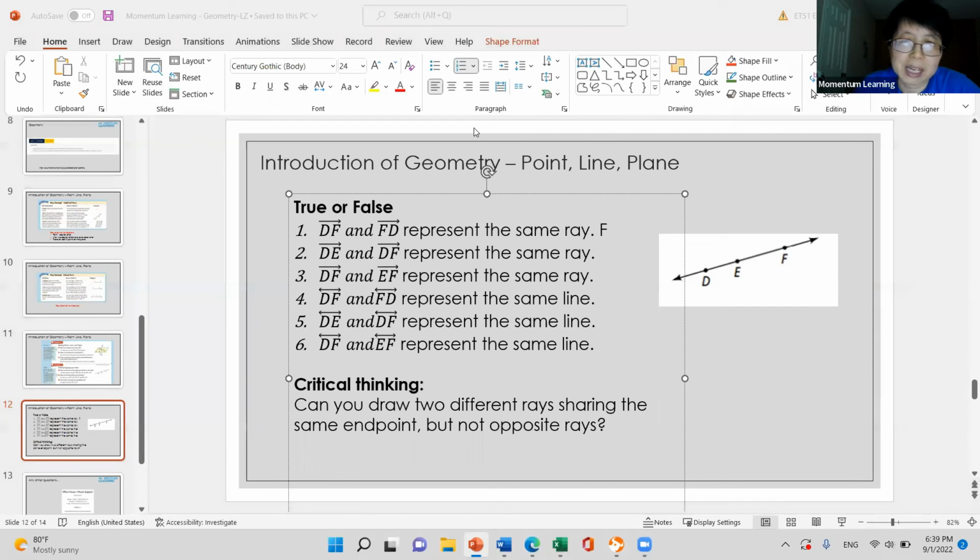Yes. Why yes? How do we define opposite rays? Opposite rays need to have opposite directions, and they need to share the same endpoint.